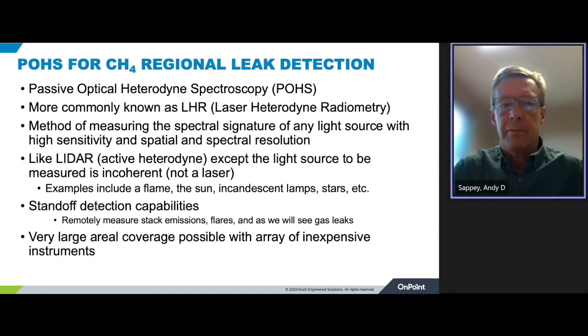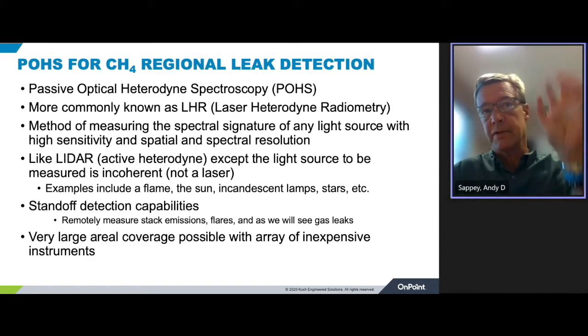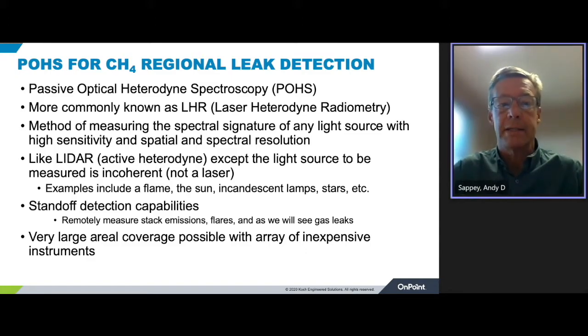The technology that we've been developing is called passive optical heterodyne spectroscopy. It's also known as laser heterodyne radiometry. It's a lot like LiDAR, except that the light source that we're measuring is incoherent. It's not a laser. In this case, we just use the sun, but it can be used to measure flames in incandescent lamps and other incoherent sources. And like LiDAR, it confers standoff detection capabilities. So you can actually look at something that's happening far away and detect the presence of, say, a gas leak.